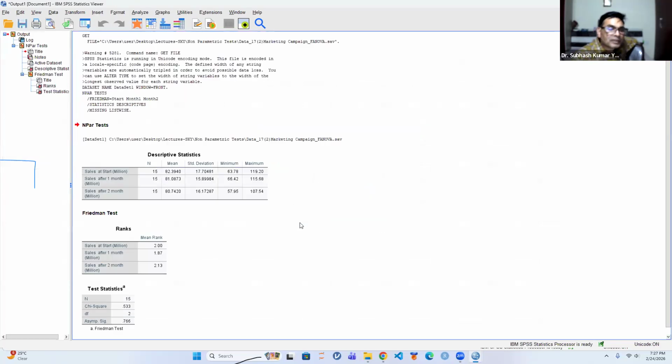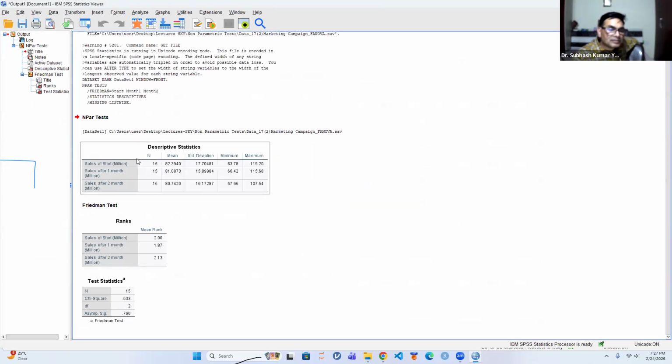So you can see here these are the descriptive statistics before, after 1 month, and after 2 months. These are the mean scores: 82, 81, 80. So it seems that they are very close to each other. And you can see here these are the mean ranks: 2, 1.8, 2.1, so almost similar. So here we can have an idea that the null hypothesis is not going to be rejected. The p-value is 0.766, which is very high compared to 0.05. So here we cannot reject the null hypothesis. So we conclude that the advertisement is not effective at all in increasing the sales of the outlets.